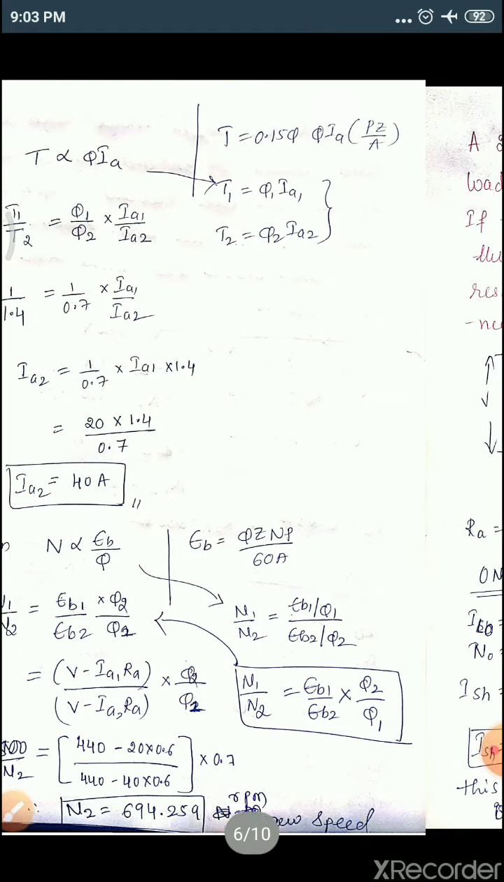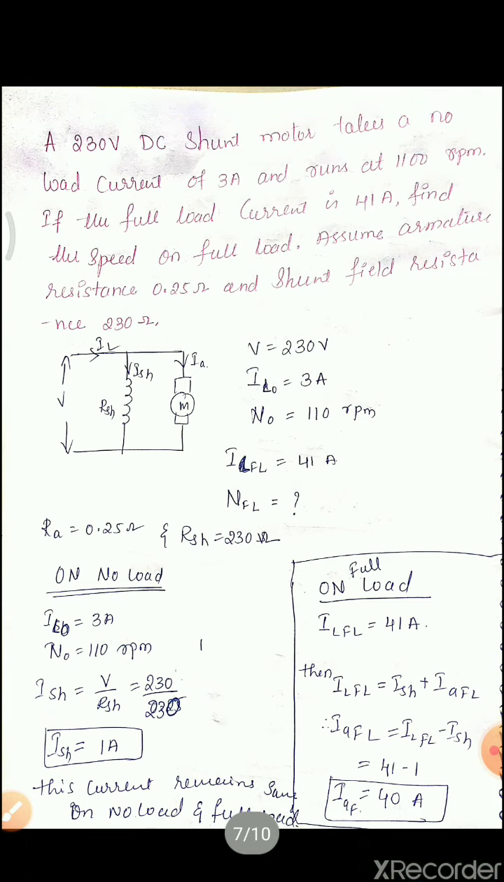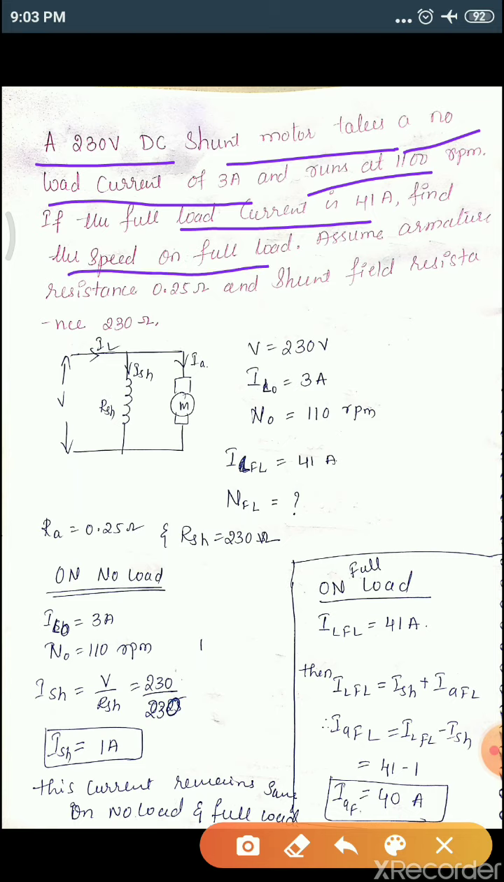I hope it is clear for you. We'll do another numerical. A 230 volt DC shunt motor takes a no load current of 3 ampere and runs at 1100 rpm. If the full load current is 41 ampere, find the speed on full load. Assume armature resistance is 0.25 ohm and shunt field resistance is 230 ohm.